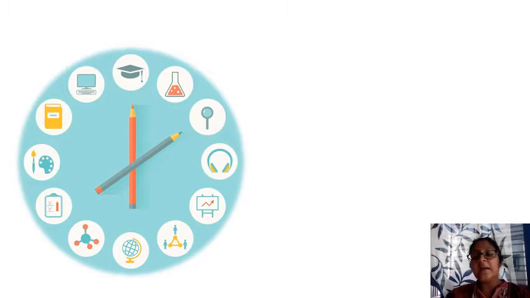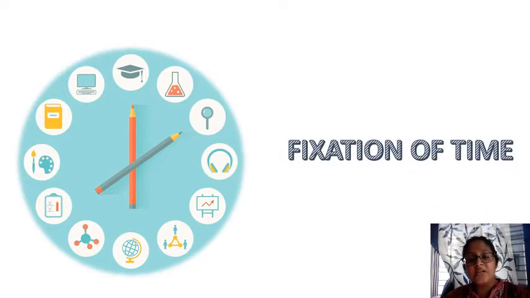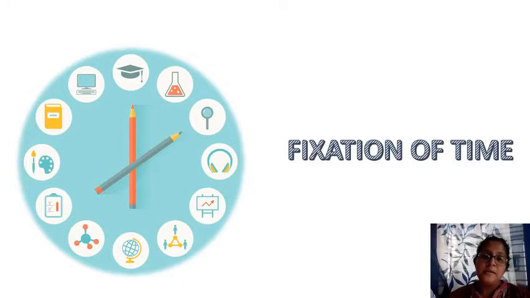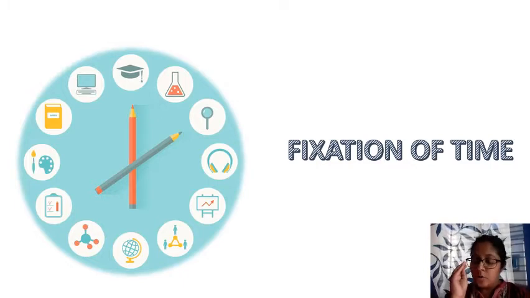So the first characteristic of time planning is fixation of time. We know that we have 24 hours a day. Whatever function we have to do, we have to complete or finish that within these 24 hours. So fixation of time means clubbing, or not clubbing exactly, but breaking your work into this 24 hours time.